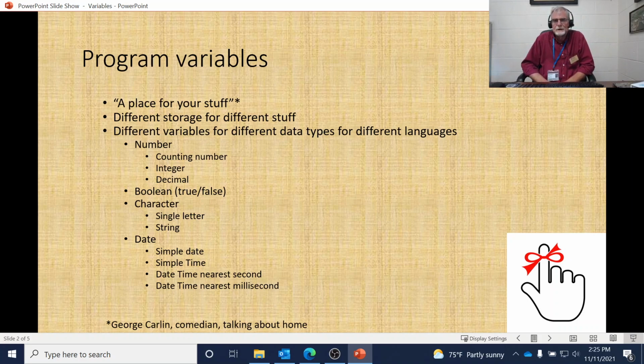Now, for the languages that track these, if you use the wrong data type of variable, it clenches its fists and stamps its feet, and it just walks off on you.